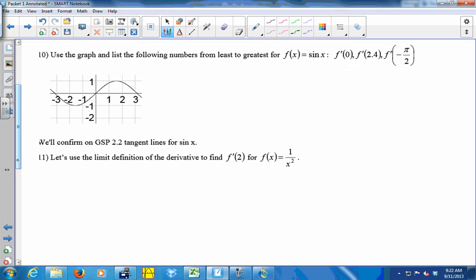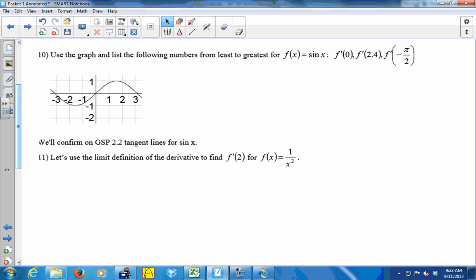Okay, so this part of the question got cut off in your packet, so you're going to have to write it down. Here's a graph of f of x equals sine x. Gave you about 1 period, negative pi to pi. I want you to list these numbers from least to greatest: f prime of 0, f prime of 2.4, and f prime of negative pi over 2.